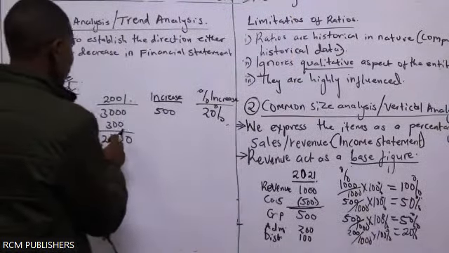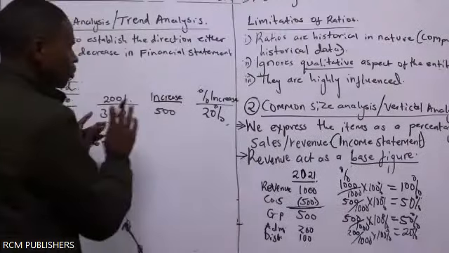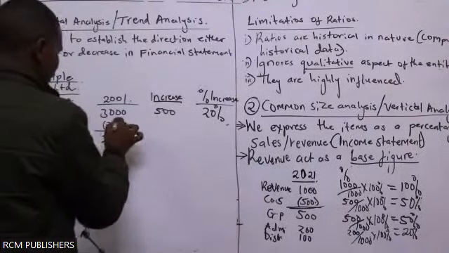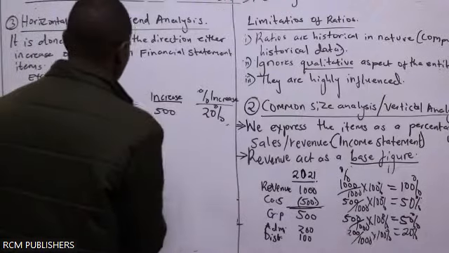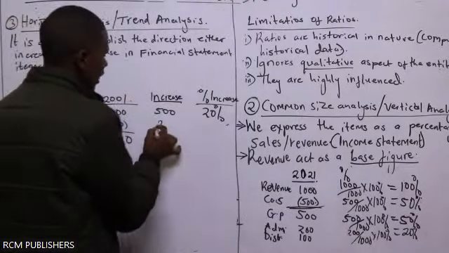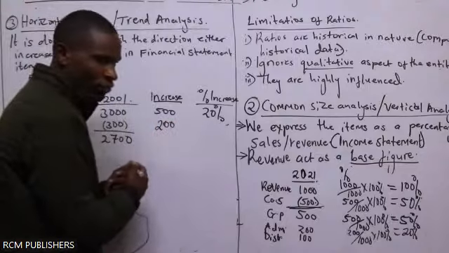500 minus 300. Irregardless, don't look at negative. No, you look at the value. Here we are looking at the value, the item. We are looking at the value, the item. What happened to the item? There was a decrease of 200.